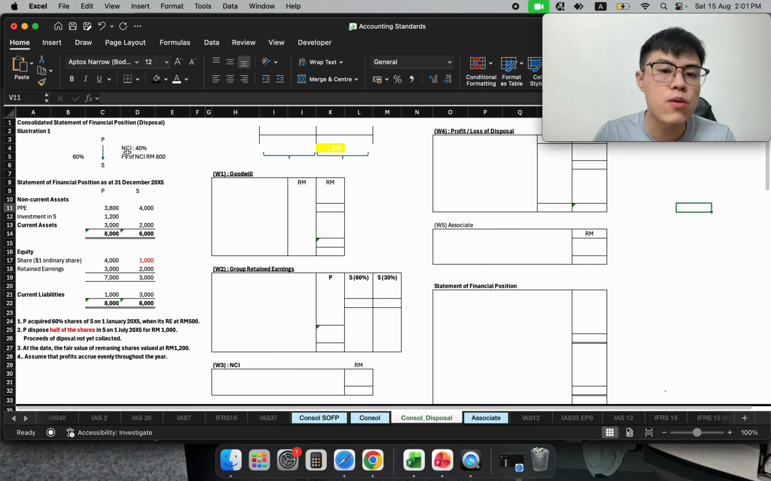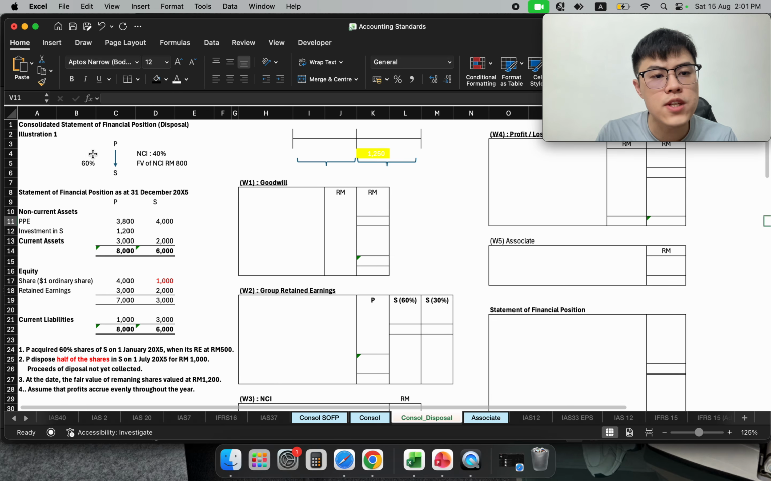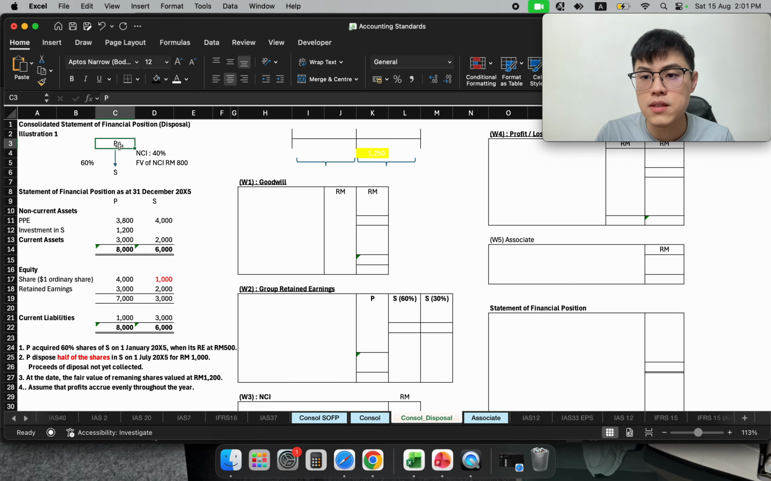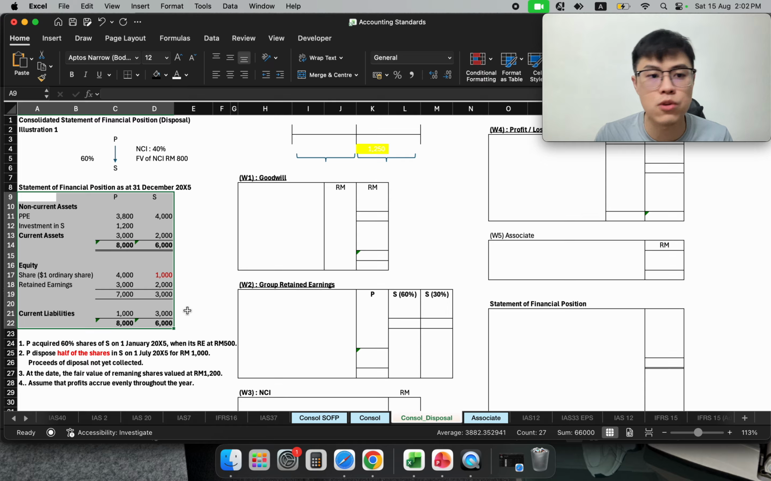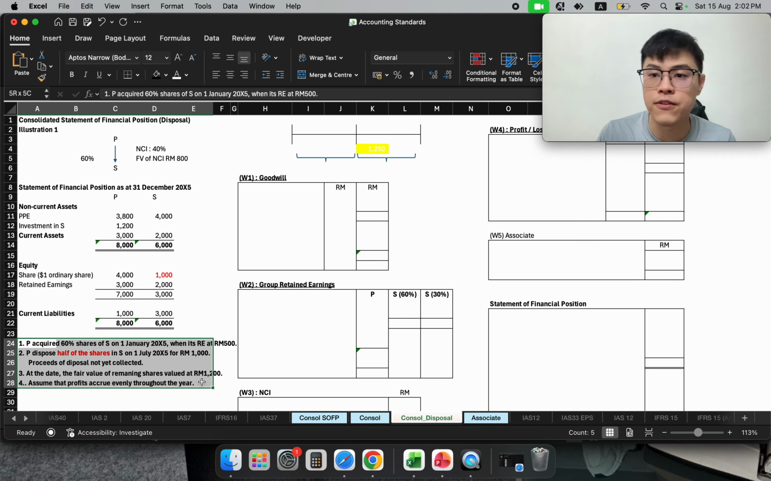Now let us quickly look at what we have in these questions. Illustration 1: we are the parent and we have one subsidiary that we intend to dispose of afterwards. Based on this scenario, we are holding 60%, and the NCI is 40%. The NCI is valued using the full goodwill method, so the fair value of the NCI is 800. We have the statement of financial position at the year end, 31st December 20x5, with all this information given for us to deal with this disposal.